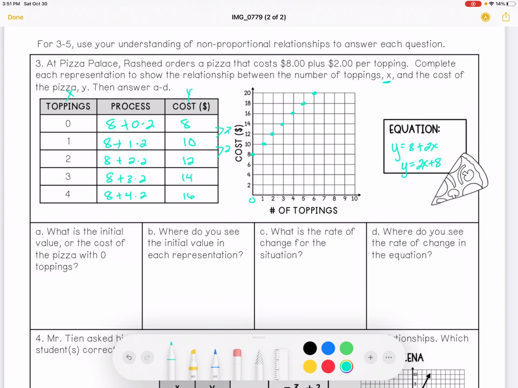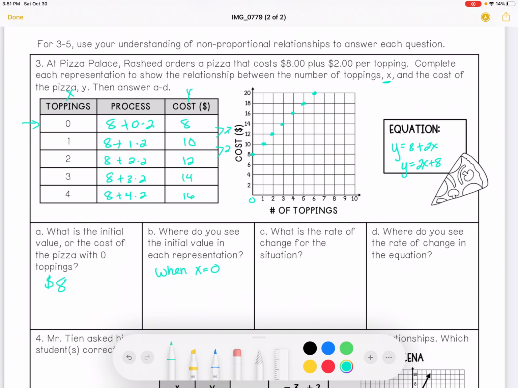Okay, A says, what is the initial value or the cost of the pizza with 0 toppings? Oh, that's the 0 toppings. The cost is $8. Where do you see the initial value in each representation? When x equals 0.